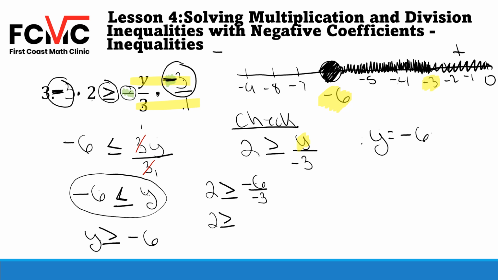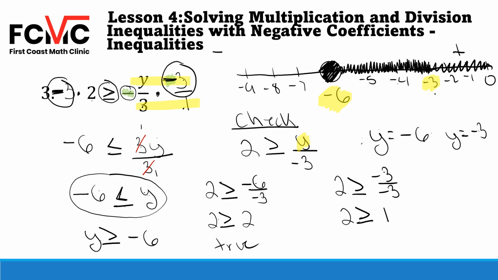-6 divided by -3 is 2, so 2 is greater than or equal to 2, which is true. Let's also do a second check, -3, so I'm checking the -3. 2 is greater than or equal to -3 over -3. -3 divided by -3 is 1, and 2 is greater than 1, which is also true. Okay. All right, let's do one more example involving division.